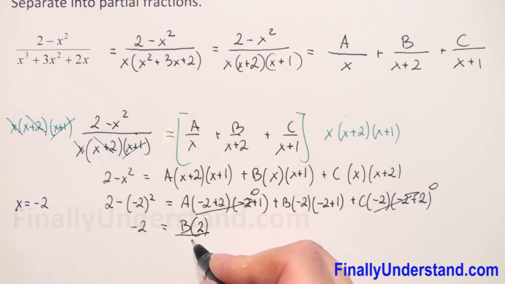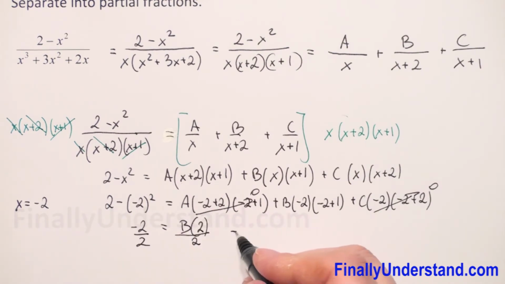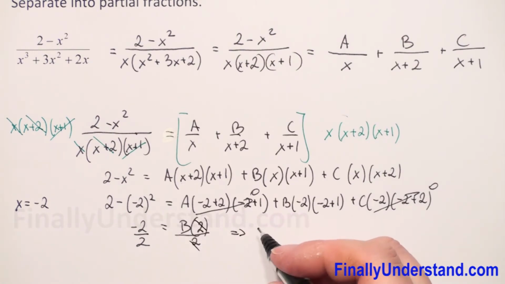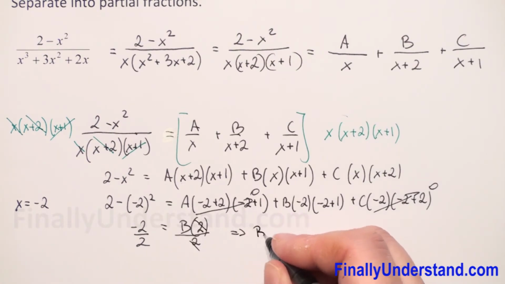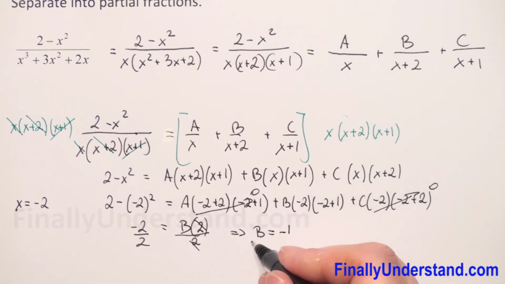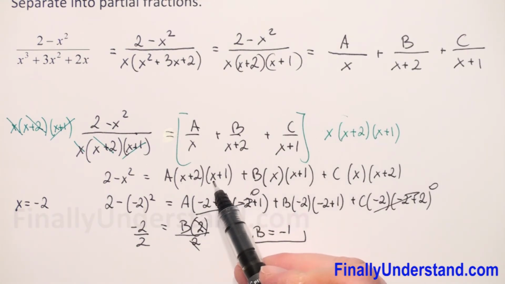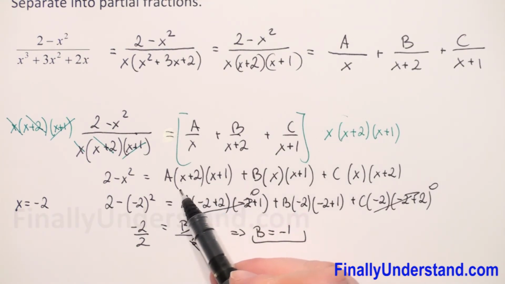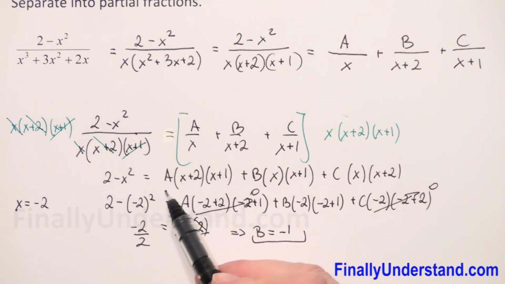So now I will divide both sides by 2, so we see that 2 and 2 we can cancel out, and we have that b is equal to negative 1. Negative 2 divided by 2 is negative 1. We found b.